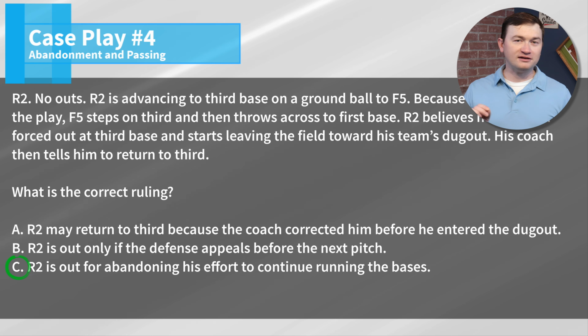If he believes he is out and voluntarily gives up his effort to advance or return to a base, he should be declared out for abandonment. And remember, this happens after he has already touched first. So entering the dugout has nothing to do with this ruling.